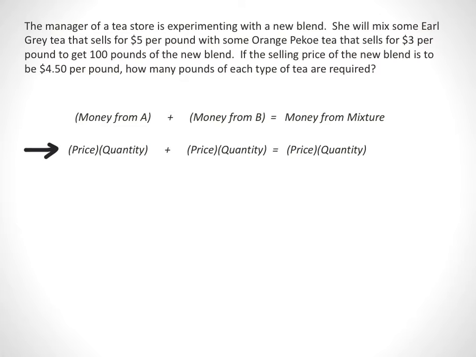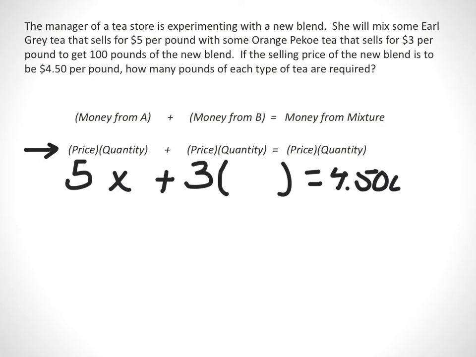For the first one, Earl Grey, it's $5 per pound. We don't know how much. For the second one, Orange Pekoe is $3 per pound. We're going to need to do something else with that quantity. And then the total mix is $4.50 per pound, and we want 100 pounds of that. That's 100 there, sorry. And so if we have 100 pounds and we don't know how much of the Earl Grey that we pull out or have to put in, then the rest of it is going to be Orange Pekoe. So how do you write the rest of it? 100 minus whatever it is you have for the Earl Grey.